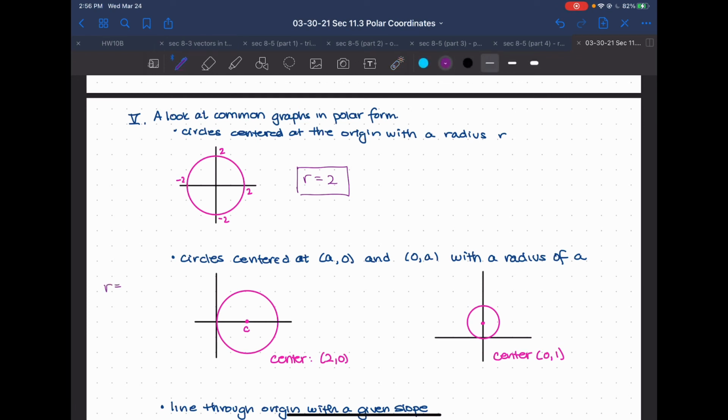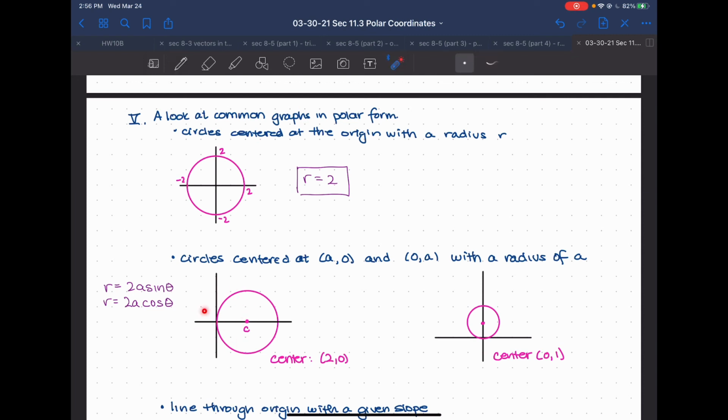So one of them is going to be r equals 2a sine theta. And one of them is going to be r equals 2a cosine theta. So can you figure out which one is which? All right, well, let's try to figure it out together.